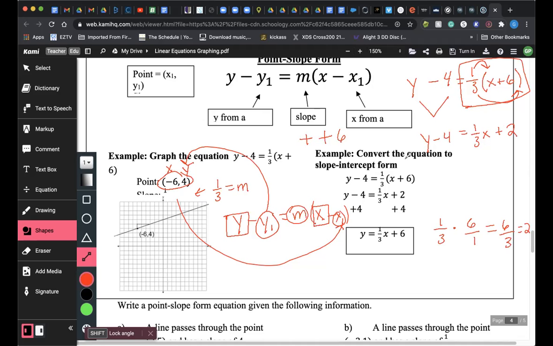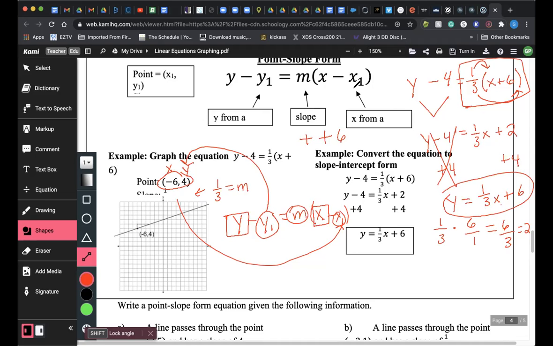It's not an equation yet. I'm not done because I always want to get the y by itself. So I just need to add 4 to both sides. So my equation is going to be y is equal to 1/3 x plus 6, because 2 plus 4 gives me 6. These 4s are going to cancel out, and I'm just left with the y on the left. So y is equal to 1/3 x plus 6.